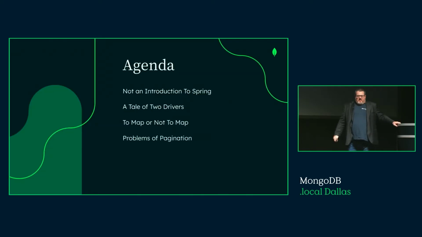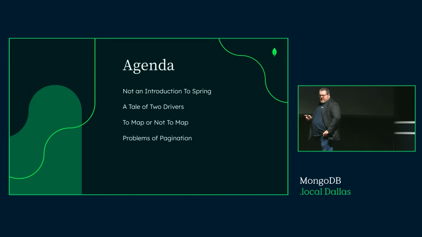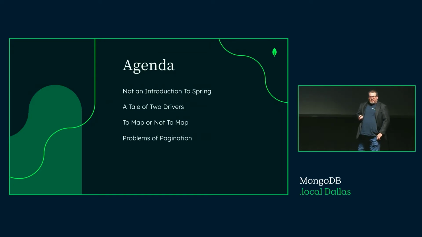So, the agenda for today's talk is we will not be doing an introduction to Spring. That would be a very long talk if we did that. We're going to jump into just a few little issues that you run into when you work with Spring. Particularly, how do you choose which driver, which way you work? How do you use Spring Data if you want to do it that way? How do you use the native MongoDB driver if you want to do it that way? How do we work with hash maps in the BSON document model? And then we picked one particular issue that we kind of see a little bit more often than not, and that is working with pagination.